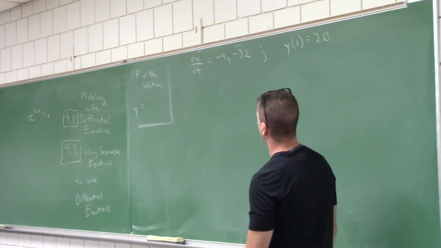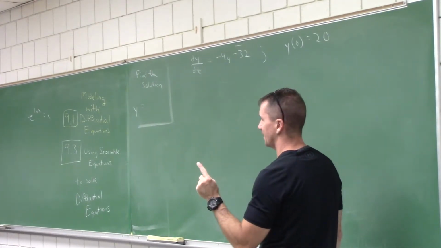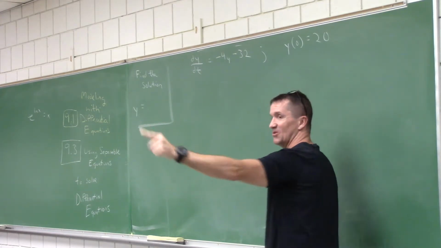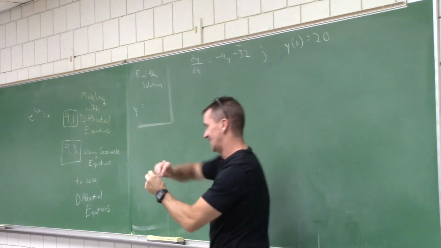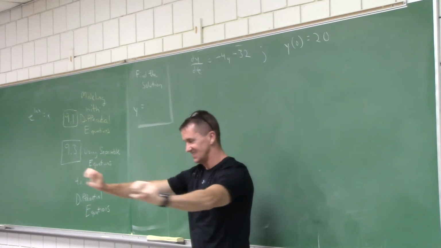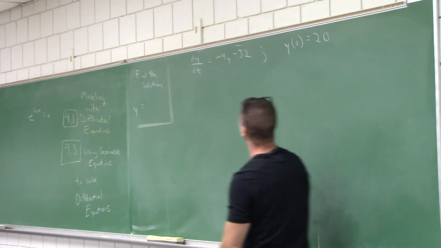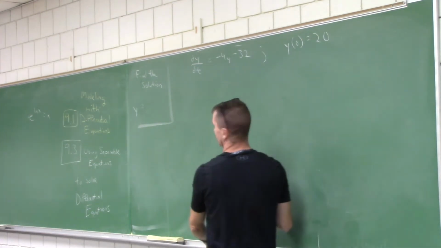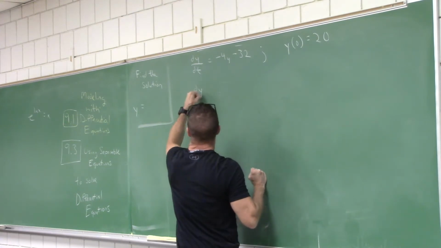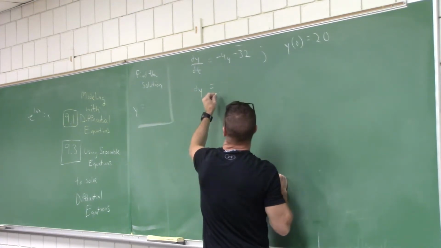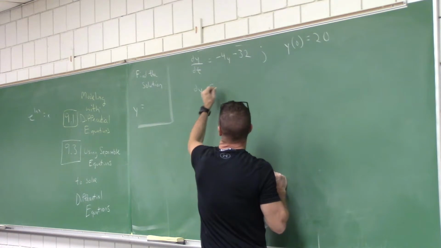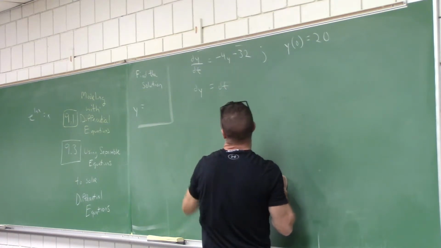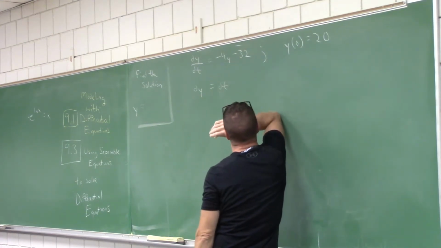Okay. What's the first step? It's the most important step. dy/dt equals negative 4 times y plus 32 divided by 4. So you got it. Separate them. Get all the y's on the left and get the dt's on the right. Okay? But where do I put this thing?